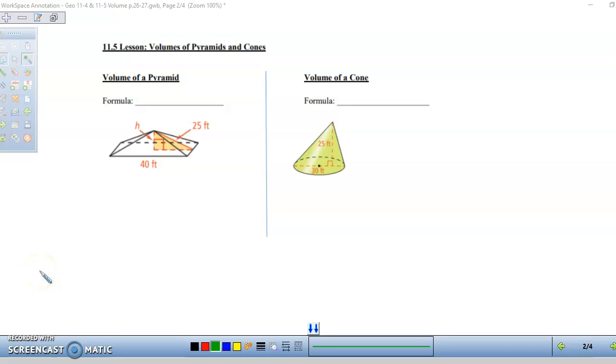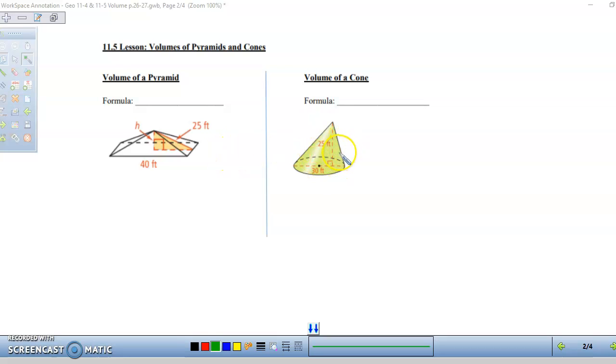Okay, so now we're going to do volume of pyramids and cones. So what you should have just watched was a little demonstration of pouring water from pyramids into prisms and from cones into cylinders. The main takeaway out of that video is that it takes three pyramids worth of water to fill up a prism that has the same base and the same height.